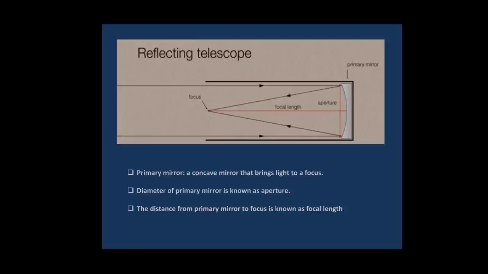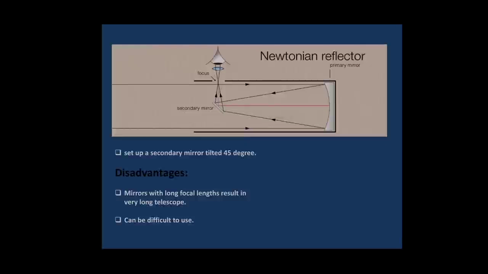So in order to overcome this problem, Newton set up a 45-degree mirror called a secondary mirror and redirected the light out of the telescope tube and placed an eyepiece as shown in the figure. Now we will get a clear and focused image as we are not blocking any light.